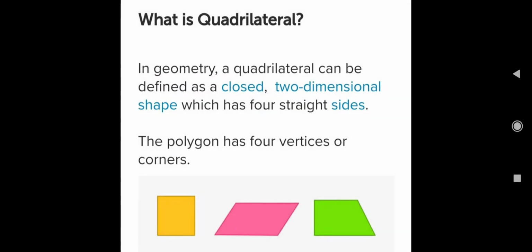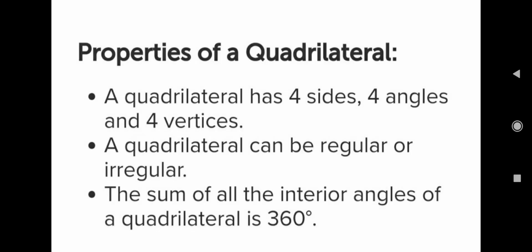Now let us see what is actually the meaning of quadrilateral. A closed figure which is two-dimensional and which is made up of four straight sides or four straight lines, we call it as the quadrilateral. In geometry, we define quadrilateral as a closed figure which is two-dimensional and which has got four straight sides. Here in the figure you can see the different types and different shapes of quadrilaterals.